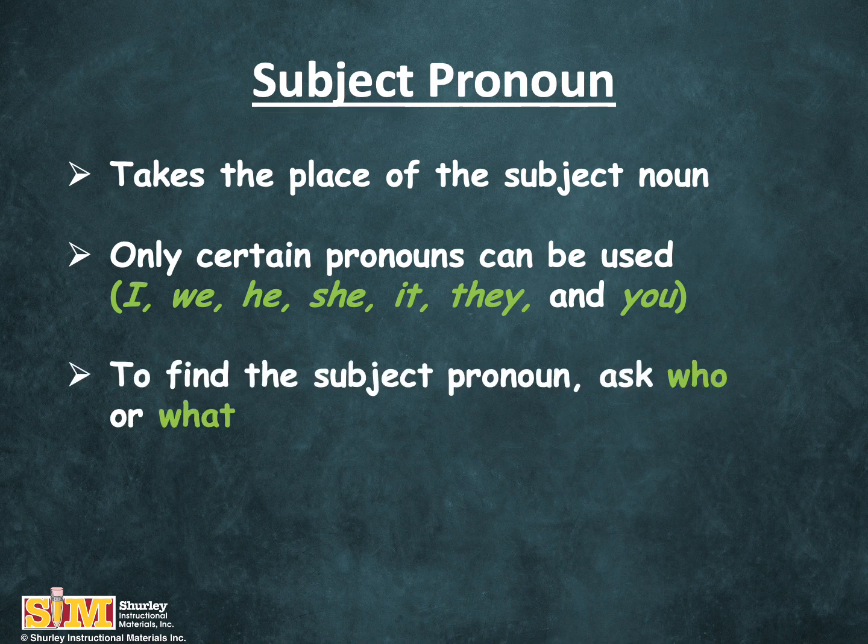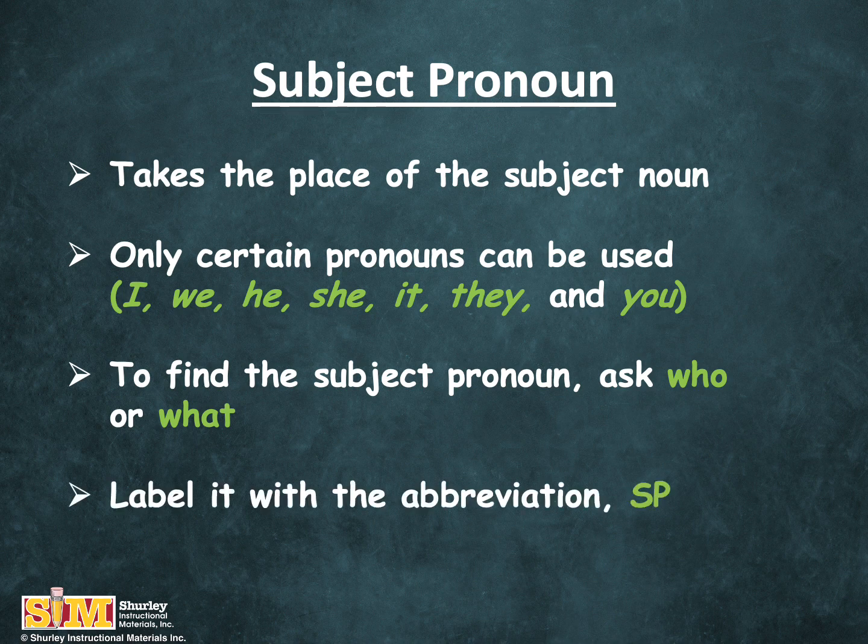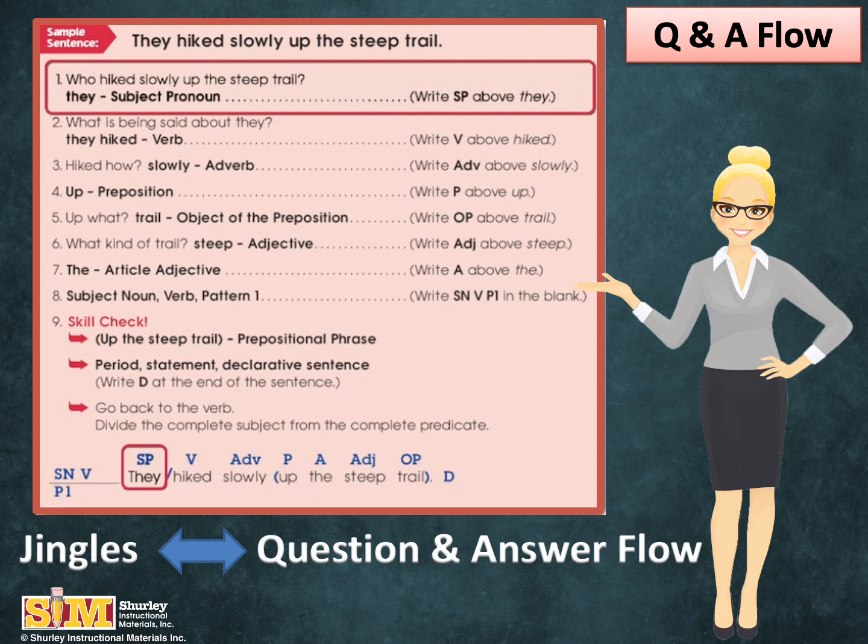To find a subject pronoun using the question and answer flow, students learn to read the sentence and then ask who or what to locate it. Once they find the answer to the question, they learn to label it with the abbreviation S_P for subject pronoun. It's important that you follow the question and answer flow script with fidelity. The scripts are provided in the teacher's manual.